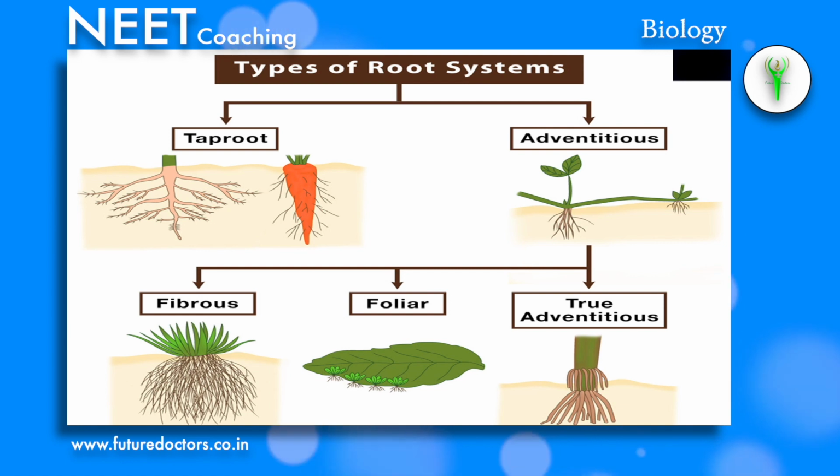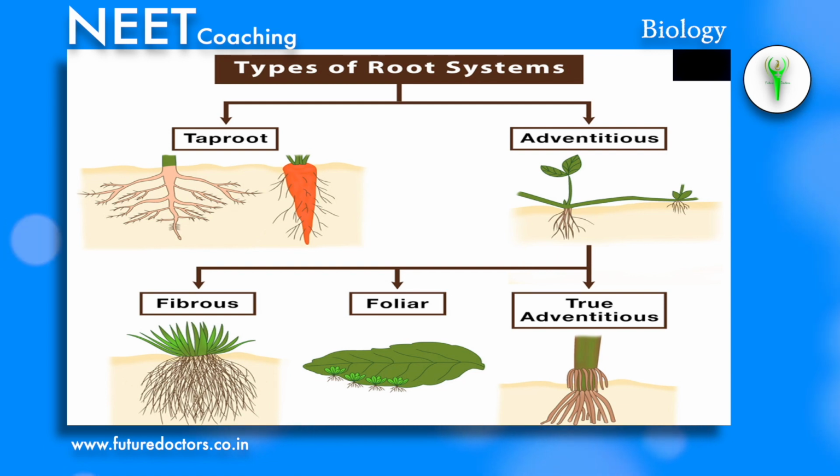Types of root system. It consists of two types, taproot system and then adventitious root system. The taproot system develops from the radicle of embryo of a seed. Primary root persists and becomes stronger to form taproot. The first root formed by the elongation of radicle is called the primary root.